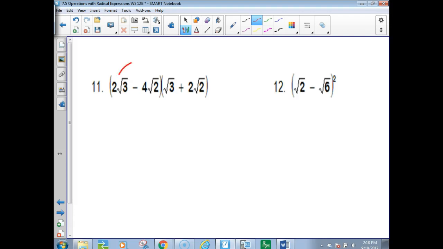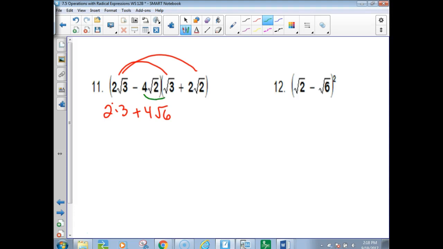All right, here we go. 2 root 3 times root 3 would be 2 times 3. Okay, this one would be outside times outside. Oh, remember, if you're outside a jail, you can hang out. If you're inside jail, you get to hang out. So multiply the numbers on the outside, multiply the numbers on the inside. So 2 times 2 is 4. Square root of 3 times square root of 2 would be square root of 6.